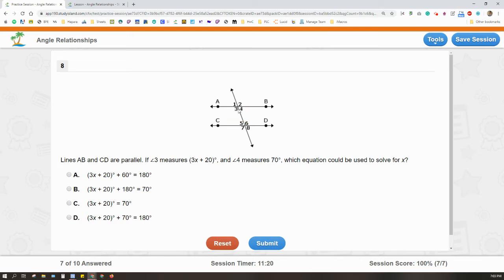Angle 3 and angle 4 make up a straight line. They're both on line AB. Line AB is divided into just those two angles, so they make 180 degrees. So 3x plus 20 is angle 3, and 70 degrees is angle 4. Those two added together make 180. Which of these says that 3x plus 20 plus 70 equals 180? 3x plus 20 plus 60? No. 3x plus 20 plus 70, that's this one down here, equals 180.